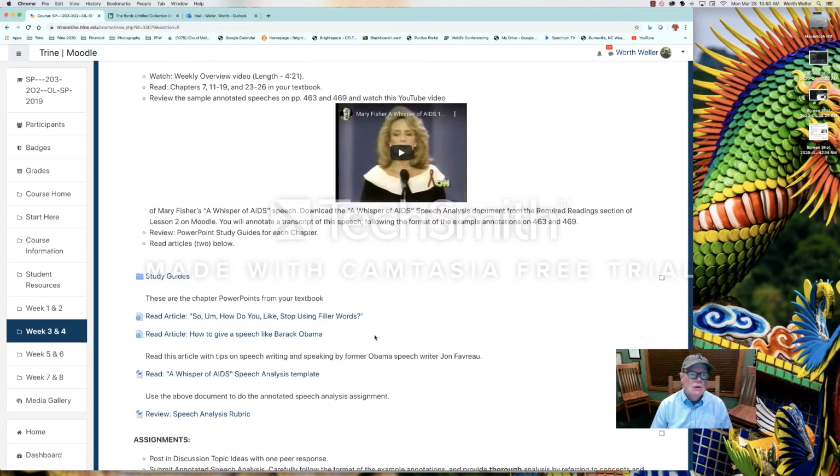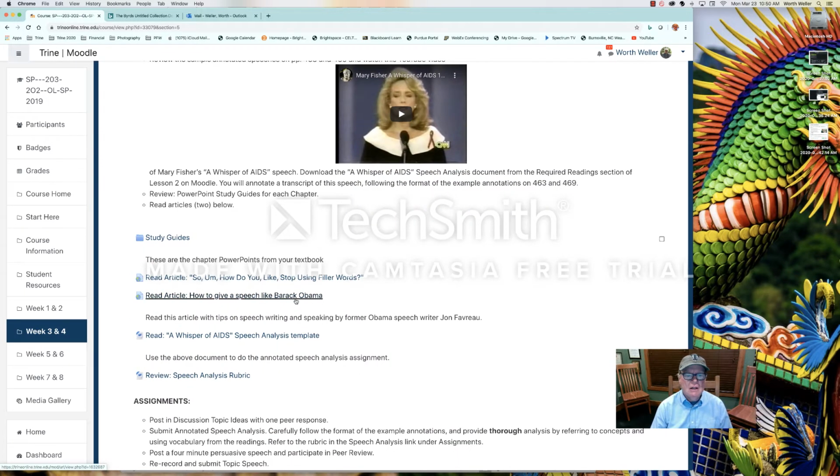Okay, so here's an article, how to give a speech like Barack Obama. Barack Obama, Ronald Reagan, they were excellent speech givers. Okay, they could really get the job done. Martin Luther King, of course, is one of the world's best. All right. So here's the speech you're going to analyze this week to see what the components of a good speech are. Here's the analysis itself, the template that you need to use.